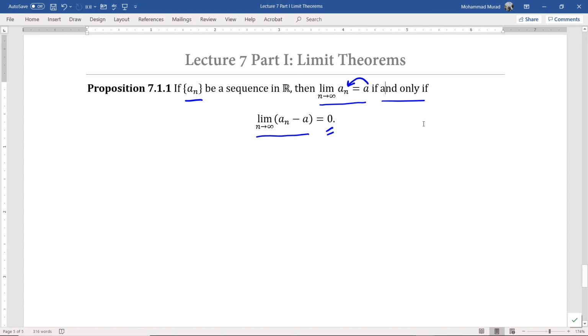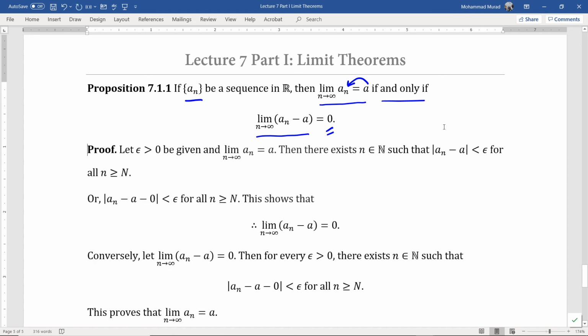Let's have a look at the proof of this proposition. Please pause the video and try to read the proof, or please consult the notes for the details.